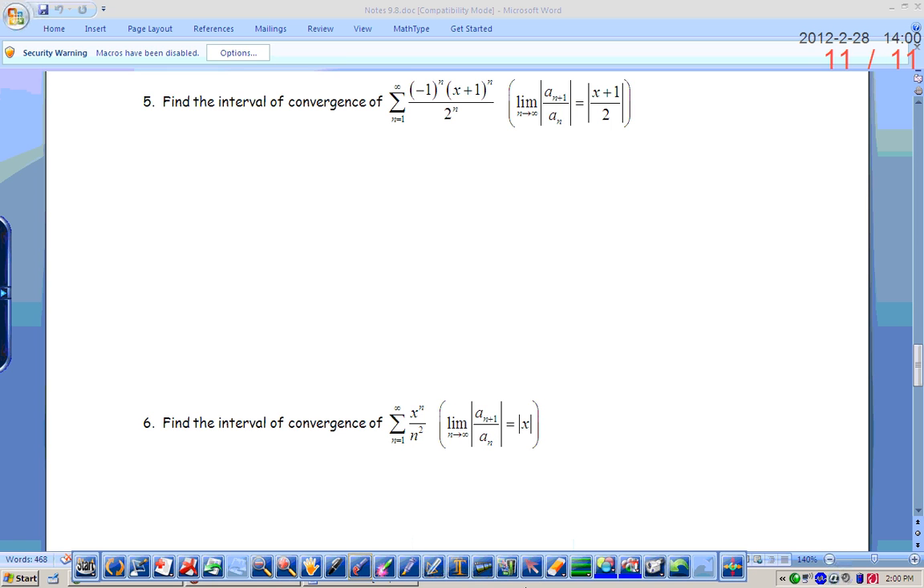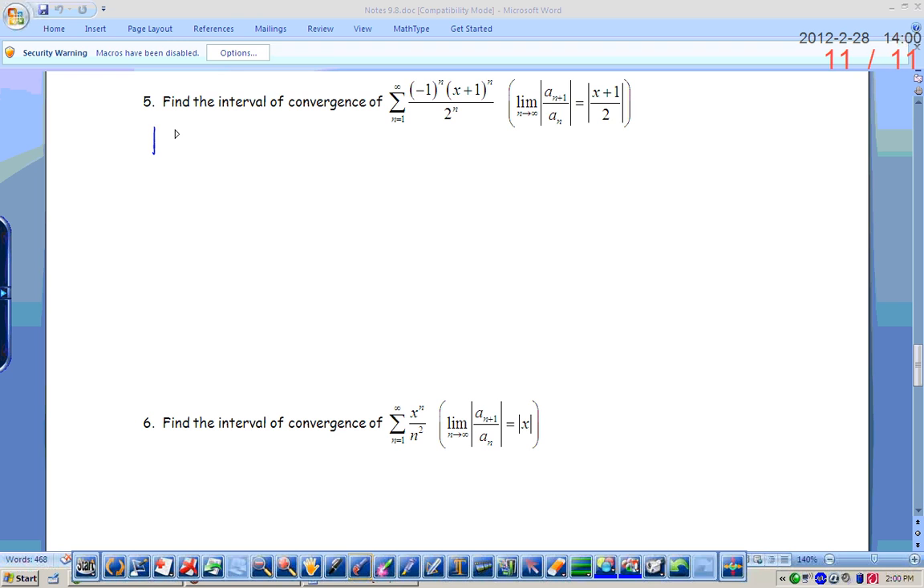We always start with the ratio test. If you do the ratio test, you end up with that limit equaling absolute value of x plus 1 over 2. To save time, I'm just telling you that when you do the ratio test, you get absolute value of x plus 1 over 2. On your homework, you'll have to do the ratio test.